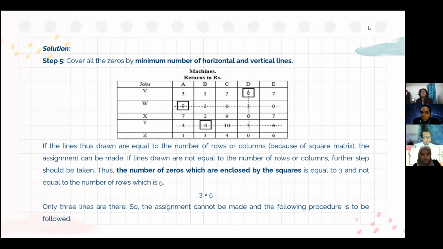Thus, the number of zeros which are enclosed by the squares is equal to 3 and not equal to the number of rows, which is 5. So only 3 lines are there, so the assignment cannot be made and the following procedure is to be followed. Next, please.